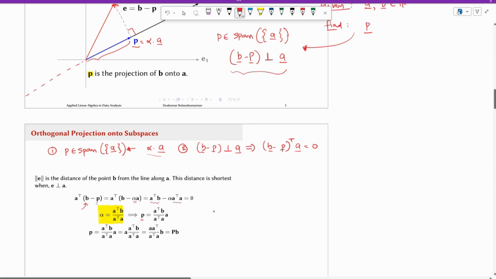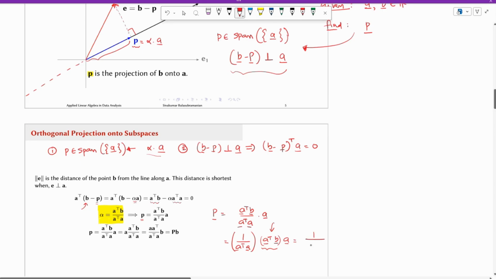Is that clear? Okay. Now, if you look at this vector P, it's written as A transpose B divided by A transpose A, times A. The denominator is a scalar. I'm going to take that out and write it as one over A transpose A like this. The numerator is a scalar multiplied by vector A. Now, because this is a scalar, I can write it as alpha A or A alpha. I can move the scalar around. That does not change anything.